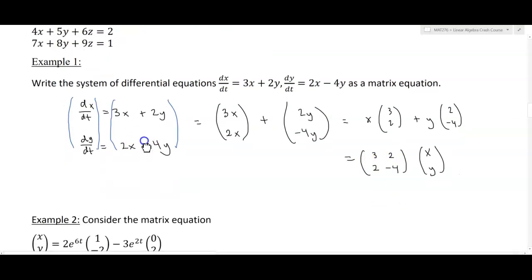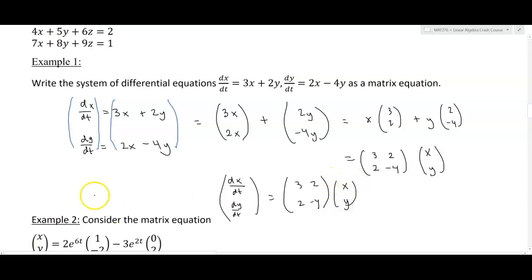So our final answer here to write this in matrix form would be to say that the vector dx/dt, dy/dt equals 3, 2, 2, negative 4 times x, y. And it's going to be important to actually write a system of equations in the matrix form because we're going to be doing something with this matrix here. Again, this matrix that contains all of the coefficients is just called the coefficient matrix.